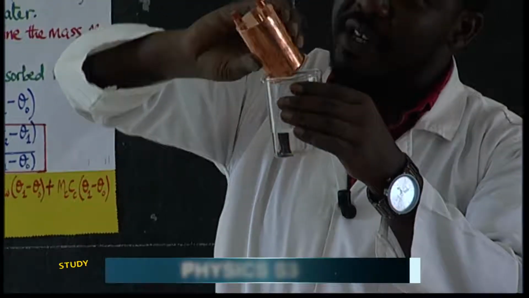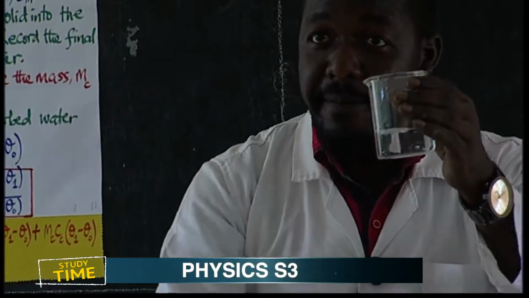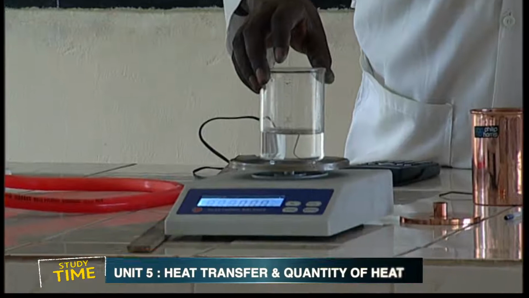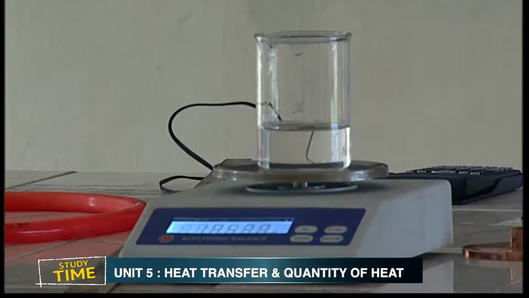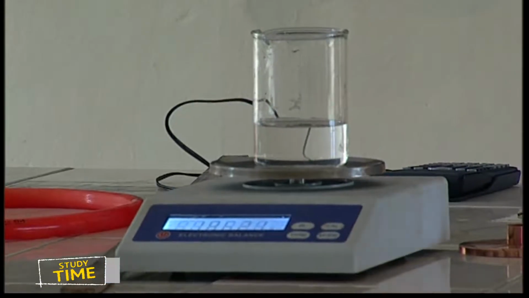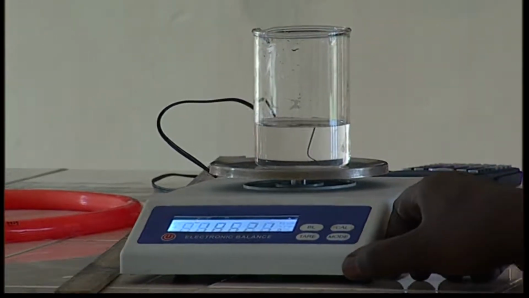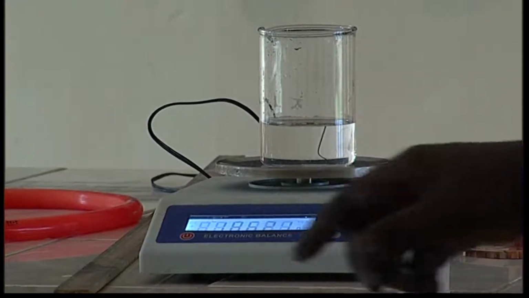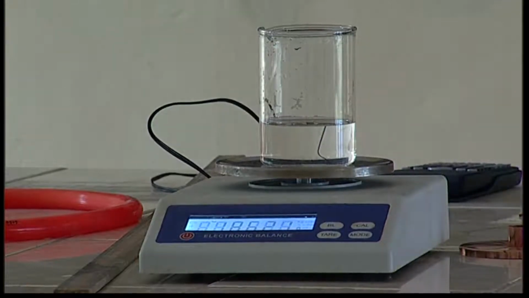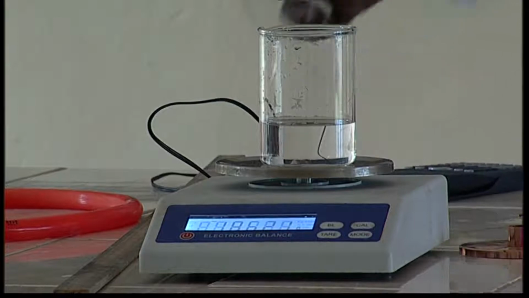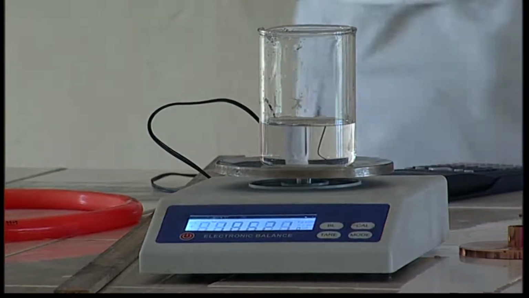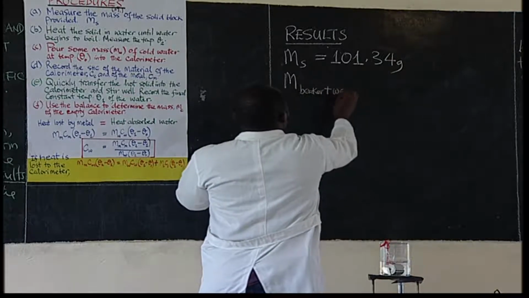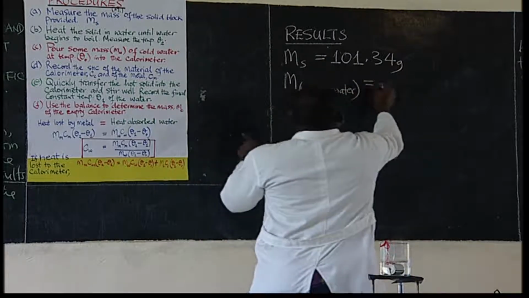Do you see that I've transferred all the water in the calorimeter? Okay? Now, I am going to put this on our electronic balance. And then we take the reading. The reading right there is 186.21 grams. So, this is mass, remember, of the beaker plus water. Mass of the beaker plus water.